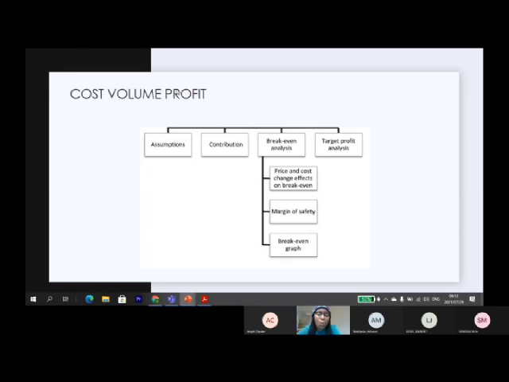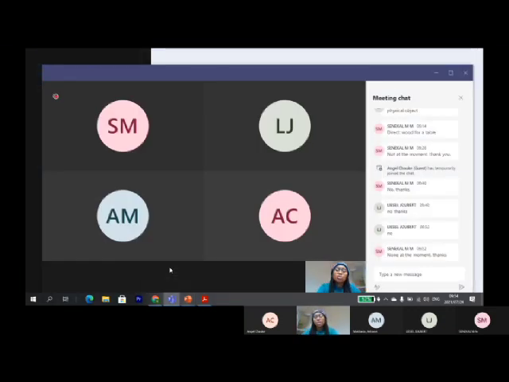CVP, what do you guys understand about cost volume of profit? What comes to your mind in terms of why we use cost volume profit? Why do we do this analysis of doing break even, margin of safety? What comes to your mind? Why would you use this analysis tool if you are either a business person or a management accountant?